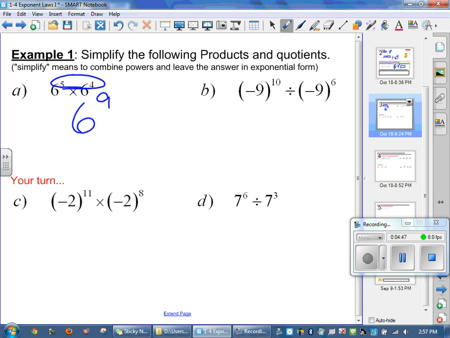Okay, on B, we're dividing. So now we're going to take those exponents and we're going to subtract them. So our base is still in brackets, -9, and now my exponent becomes a 4. You guys try the two on the bottom, letters C and D. Push pause now, push play when you're ready to see the answers.